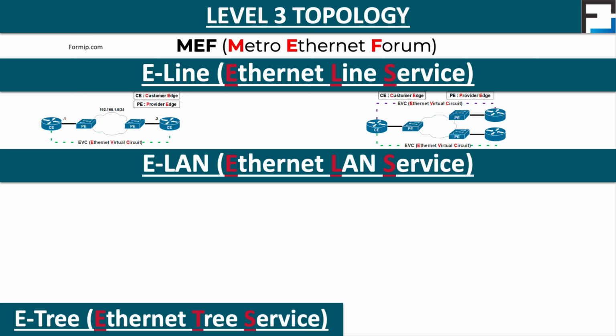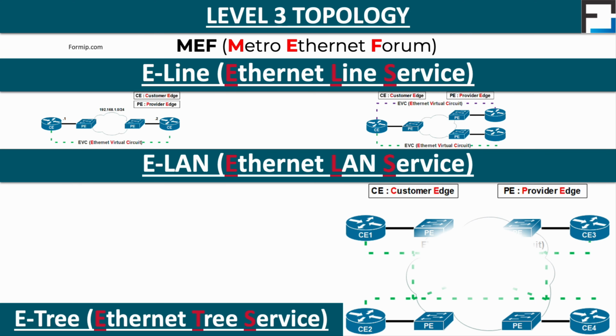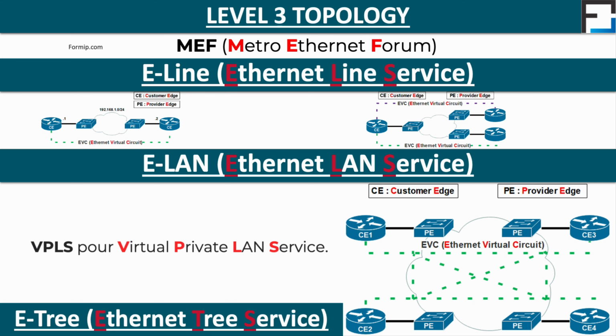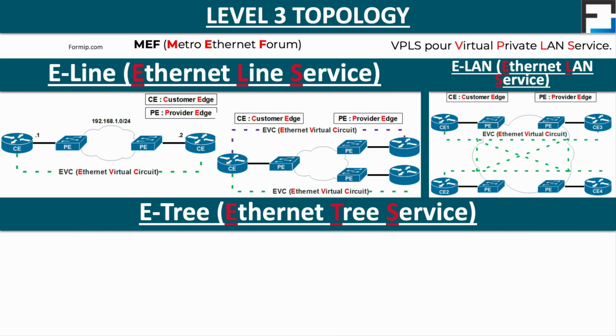If you have a lot of sites and you want each site to be able to send frames directly to any other site, then you will need to use the Ethernet LAN service, E-LAN. It is a full mesh topology that acts as a big switch. The green line in dotted line represents a single EVC that connects the 4 sites together, creating an E-LAN. All the sites can communicate directly with each other, and they all see each other as neighbors. The other name for this service is VPLS for Virtual Private LAN Service.